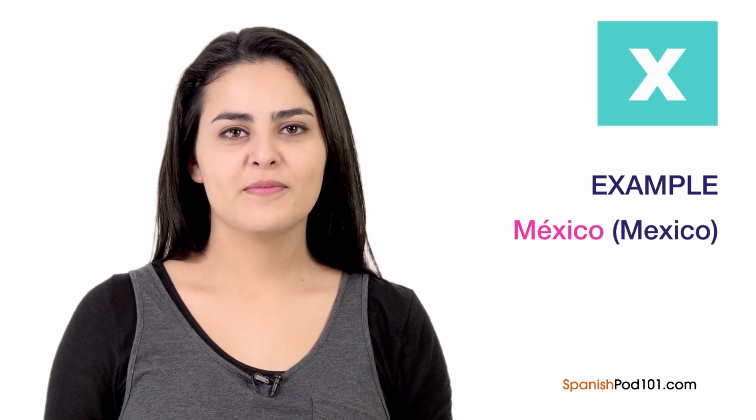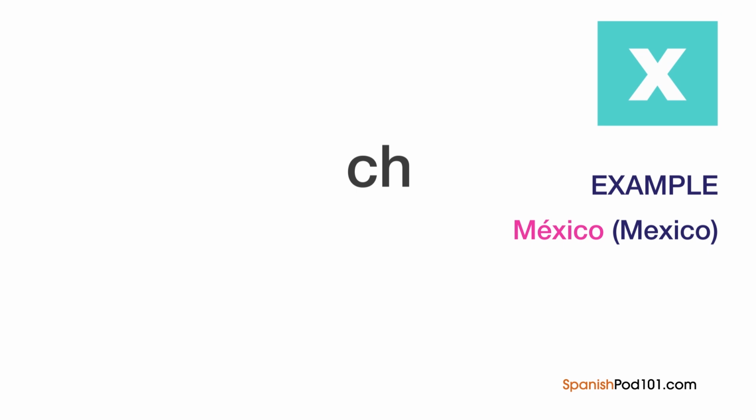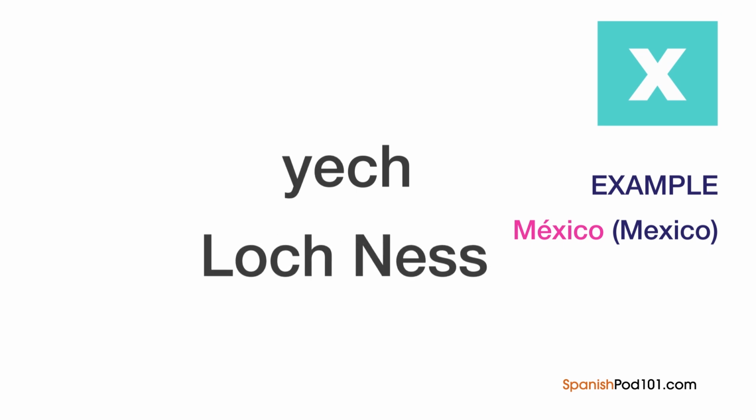The next consonant is J, México. Like the ch sound in the word yech or Loch Ness.